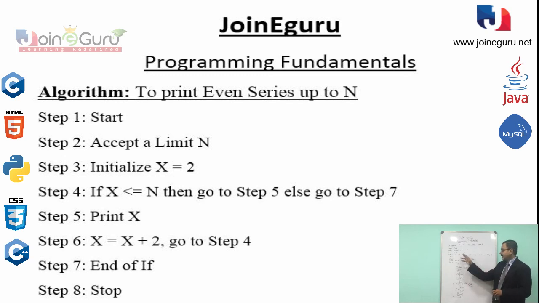Now if the value of n is given as 10, we can print the values 2, 4, 6, 8, 10, and when x is equal to x plus 2 generates the value 12, it moves back to step 4, and now the condition is not satisfied because x is not less than or equal to the value of n, so the else part will be executed and it moves to step 7. In step 7 we stop the processing and we stop the algorithm.